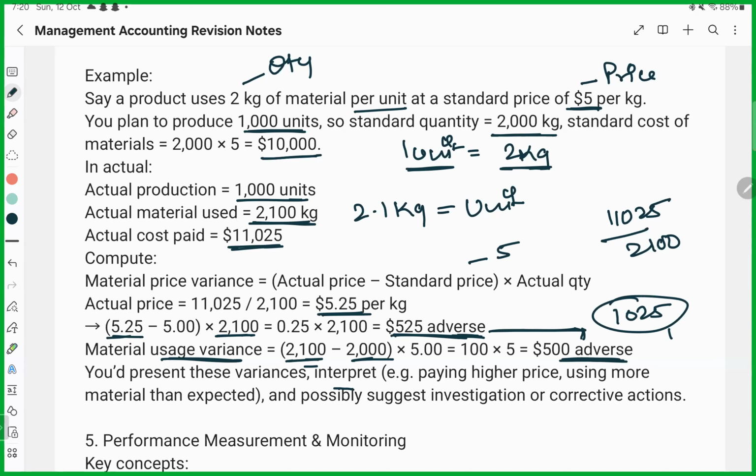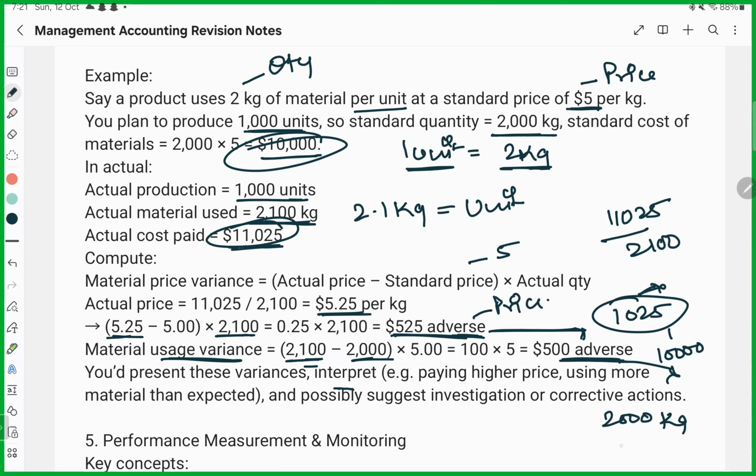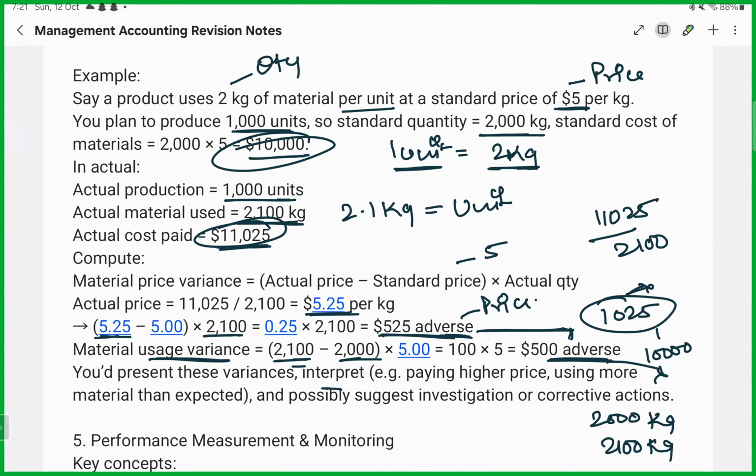So I planned to incur a cost of 10,000 rupees, which can be seen over here. But I actually ended up paying 11,025. I have paid 1,025 rupees extra. The reason for this 1,025 is 525 because of the change in the price from 5 to 5.25, and 500 because of the change in the usage of the quantity from 2,000 kgs to 2,100 kgs. Now let's move further.